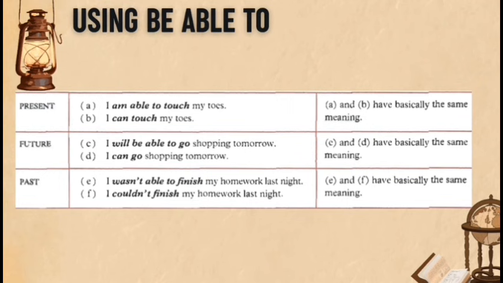Future tense, I will be able to go shopping tomorrow. I can go shopping tomorrow. C and D have basically the same meaning. In past tense, I wasn't able to finish my homework last night. I couldn't finish my homework last night. E and F have basically the same meaning.